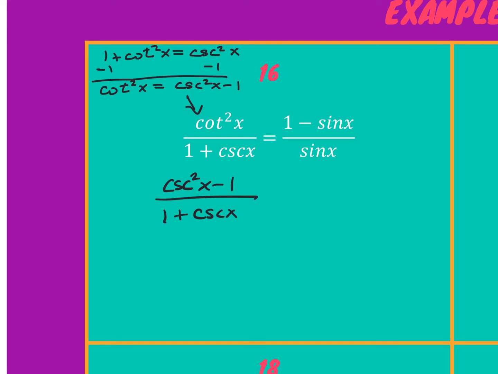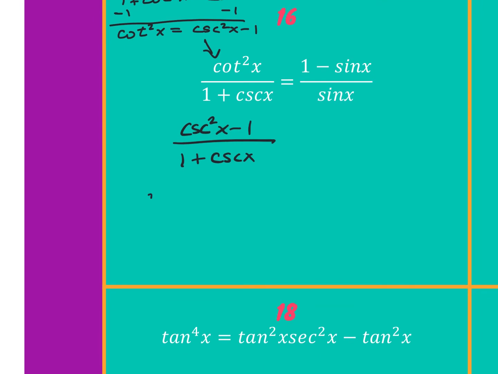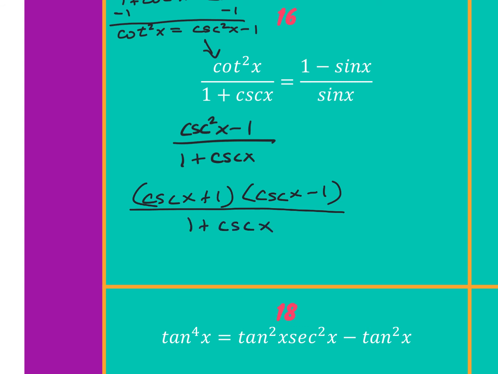Now, back in 7.1, we learned how to factor the difference of two squares. That's what's in the numerator. So I'm going to factor that. It factors into cosecant x plus 1, cosecant x minus 1. You will have to factor on the quiz on Friday. Once I factor this, I can now simplify, and these will cancel. Now, notice it's not the same order, but remember, addition is commutative.